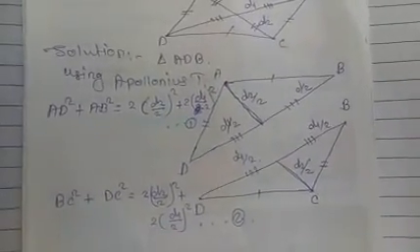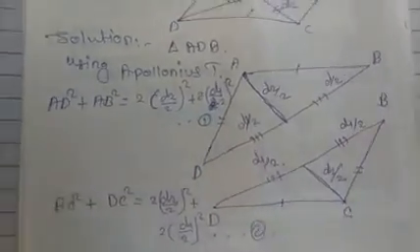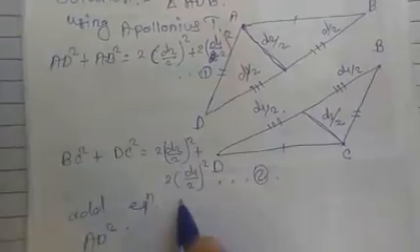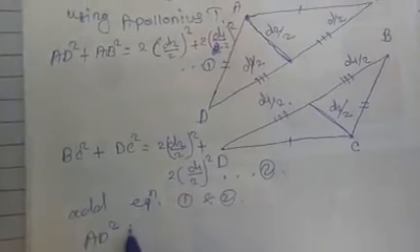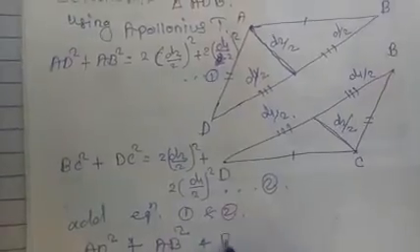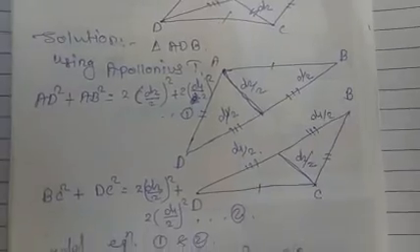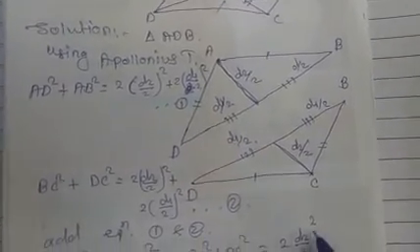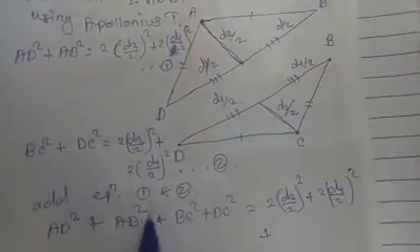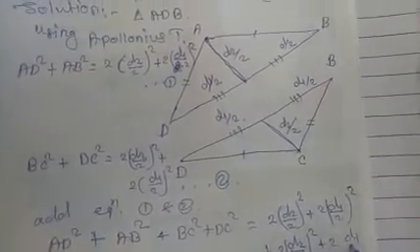If we add equations first and second, then see: AD square plus AB square plus BC square plus DC square is equal to the right hand side of equation first, 2 times bracket D2 upon 2 square plus 2 times bracket D1 upon 2 square, and plus 2 times bracket D2 upon 2 square plus 2 times bracket D1 upon 2 square.